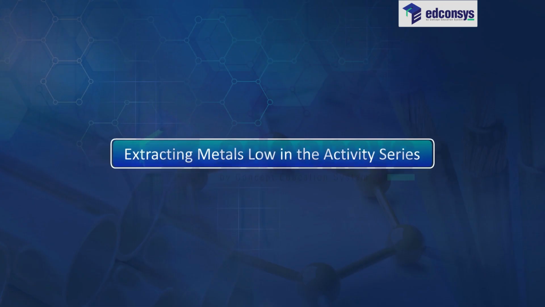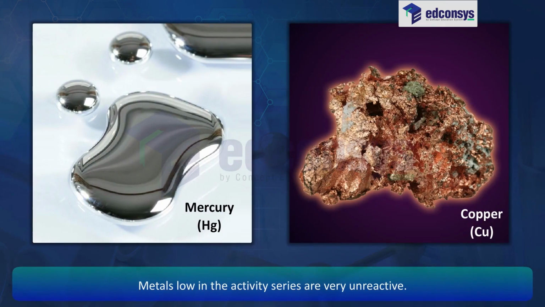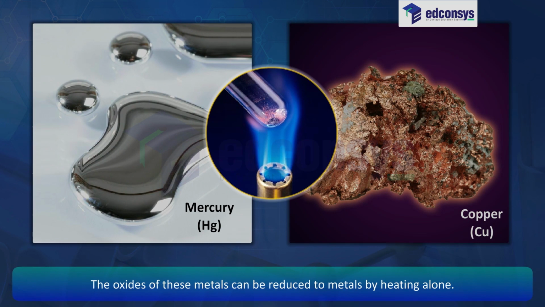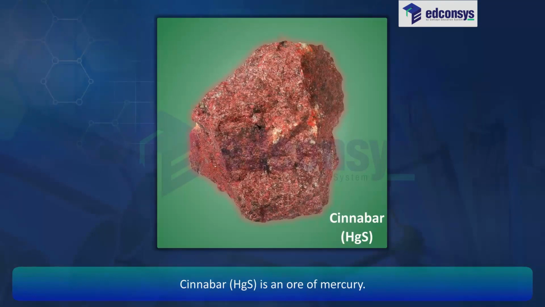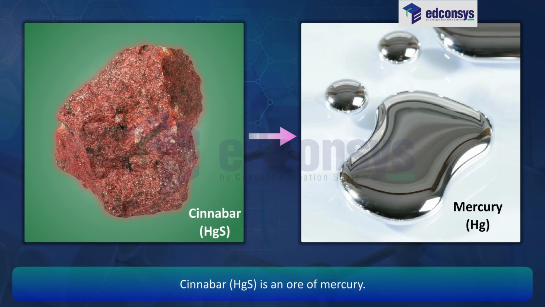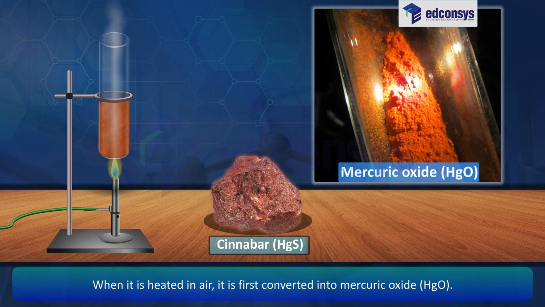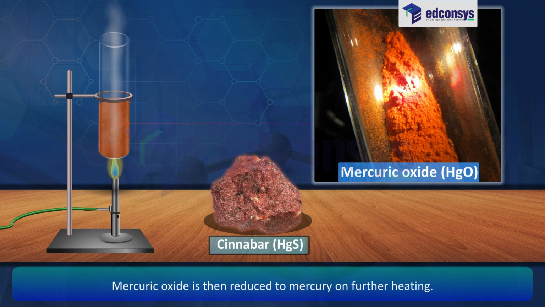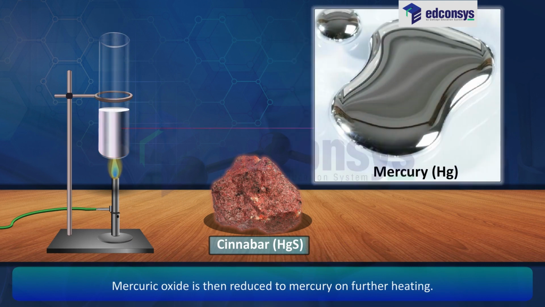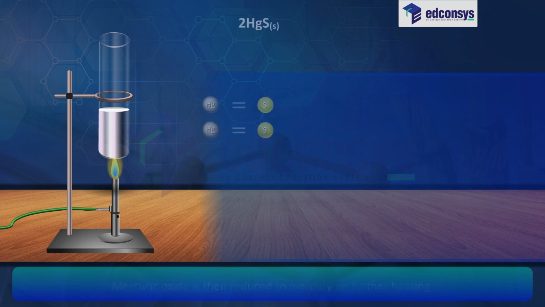Extracting metals low in the activity series. Metals low in the activity series are very unreactive. The oxides of these metals can be reduced to metals by heating alone. For example, cinnabar (HgS) is an ore of mercury. When it is heated in air, it is first converted into mercuric oxide, HgO. Mercuric oxide is then reduced to mercury on further heating.